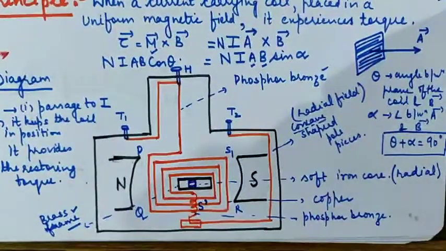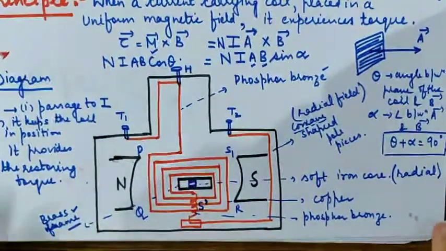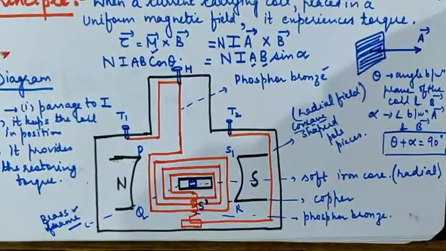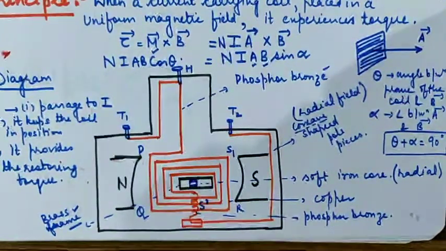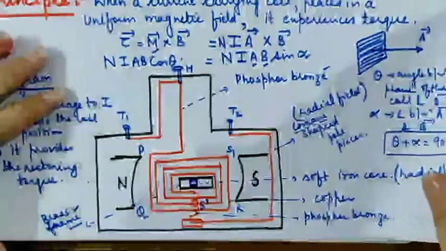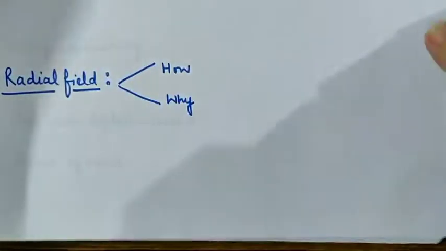We'll further go on to the working of the moving coil galvanometer. I hope the diagram is very clear. The diagram is drawn with the construction, so you should write the construction points along with the diagram in your exam also. That can be a preferred method.